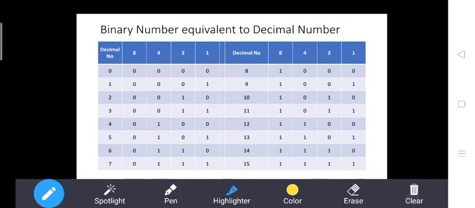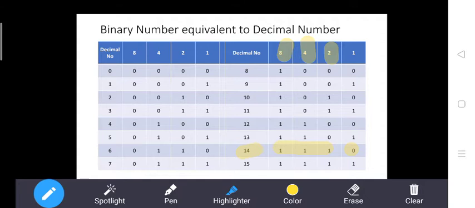So I want to convert this 14 into binary. To get 14, I need to add 8, 4, 2. 8 plus 4 is 12, 12 plus 2 is 14. So only these bits are 1 and the remaining bit is 0. So for 14, my binary number is 1110.